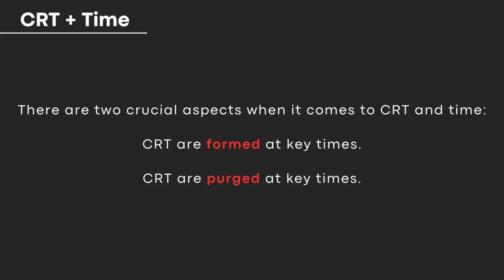For example, a CRT could have all of the confluences, but if it's not formed at a key time, it won't work at all. But at the same time, a CRT can have a maximum of only one or two confluences behind it, but if it's formed at key times, it will work like a charm, right? Your main priority should be the timing of the CRT and its manipulation or purge time, right?